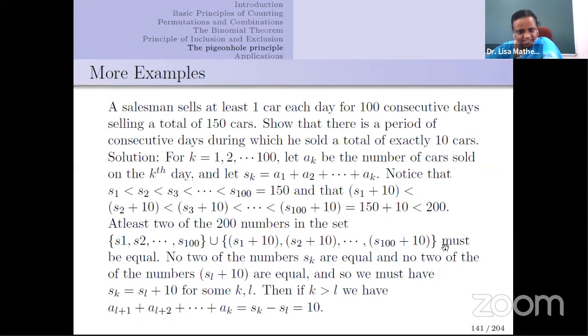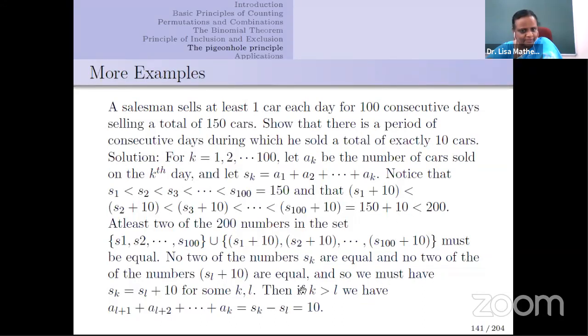If I just look at them as integers, I have 200 numbers, and all these numbers lie between 1 and 199. In fact, they lie between 1 and 160. And no two of these numbers are equal. No two of the numbers Sk are equal, because we said that these are strict inequalities, and each of the others are also strict inequalities. And so no two of the numbers S1 to S100 are equal. No two of the numbers S1 plus 10 to S100 plus 10 are equal.